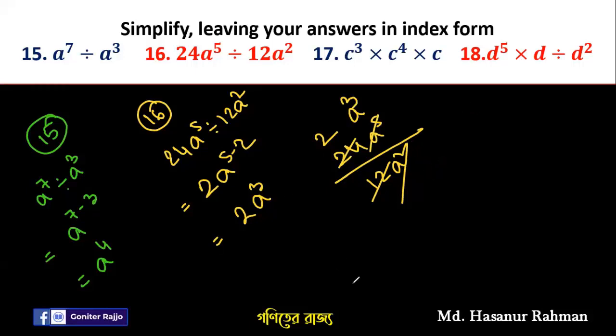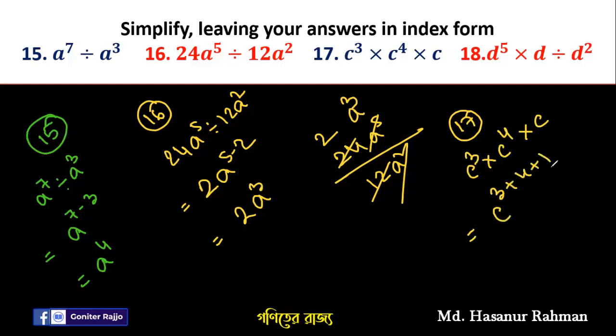Number 17. Number 17 says c cube multiplied by c to the power 4 multiplied by c. Then we have to just add the indices. 3 plus 4 plus 1. 3 plus 4, 7. 7 plus 1, 8. The answer will be c to the power 8.